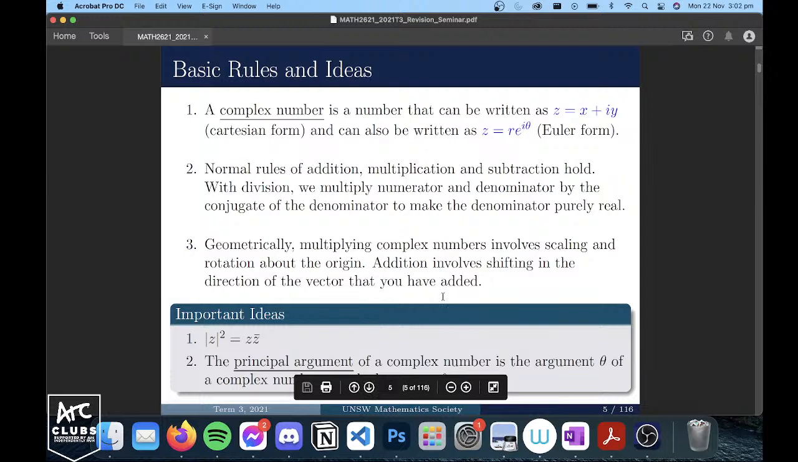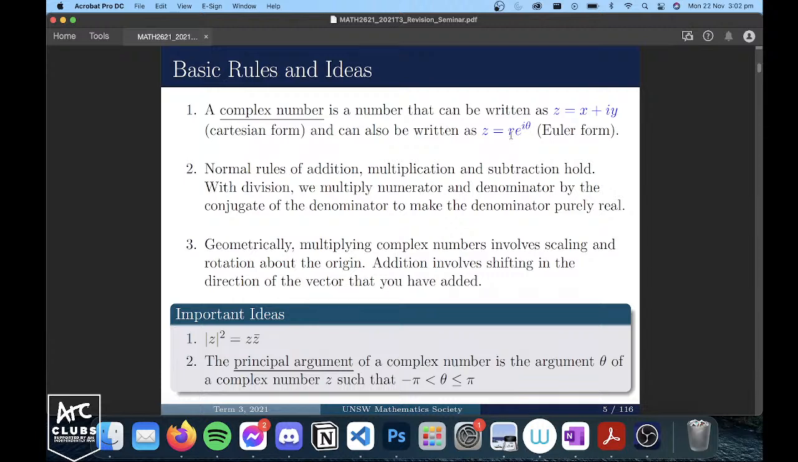So obviously a complex number is a number that can be written in at least two forms. The first being Cartesian form, so z equals x plus iy, where x and y are the coordinates, right? And then there's another form which is Euler form, where it's written as z equals re to the power of i theta, where r is the radius, the size of the complex number, and theta is the angle between the horizontal axis, the x-axis, and the complex number.